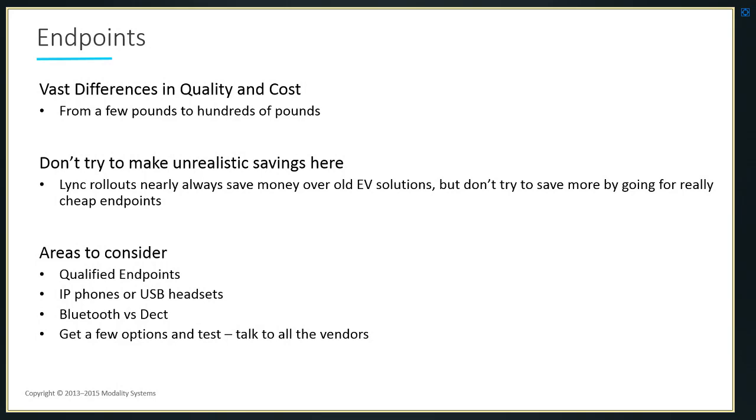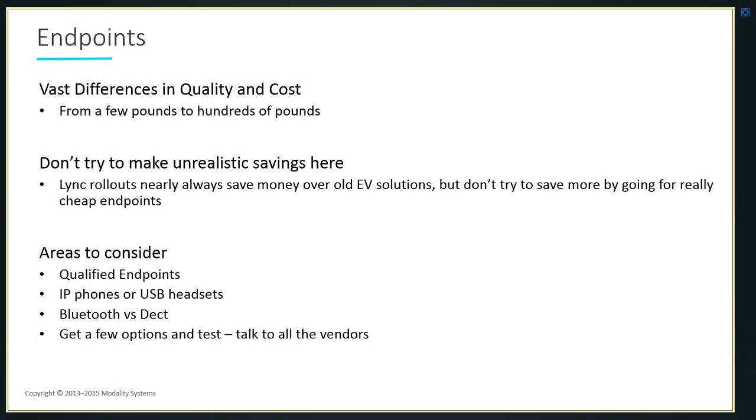What we found is that if a user hasn't got a particular headset which is right for their need, they won't adapt to Skype for Business or Lync 2013, and will certainly go against it. So do your homework and ensure you've got the right devices. Other areas to consider: there are qualified endpoints. Microsoft has a website now full of endpoints which are available for Skype for Business, and also the predecessor Lync 2013, and as far as I'm aware, all 2013 endpoints are going to be naturally uplifted to the Skype for Business qualification as well in time.